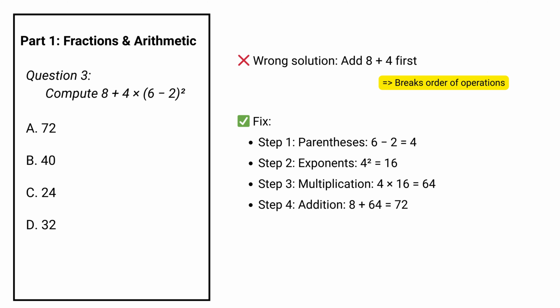Let's follow PEMDAS step by step. First parentheses, 6 minus 2 equals 4. Second, exponents. 4 squared equals 16. Third, multiplication. 4 times 16 equals 64. Finally, addition. 8 plus 64 equals 72. So the correct answer is A, 72.